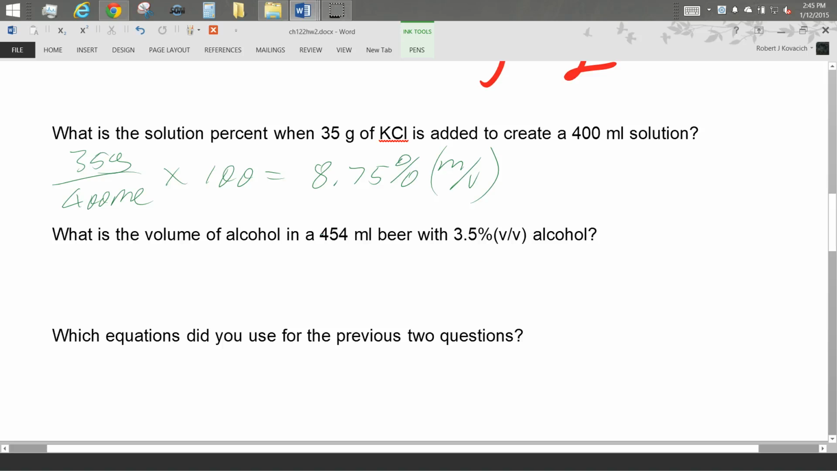And why is it mass to volume? Because you have grams in it. I have grams, a mass unit, and milliliters, a volume unit. If it was milliliters and milliliters, it'd be volume to volume. If it was grams and grams, it'd be mass to mass.